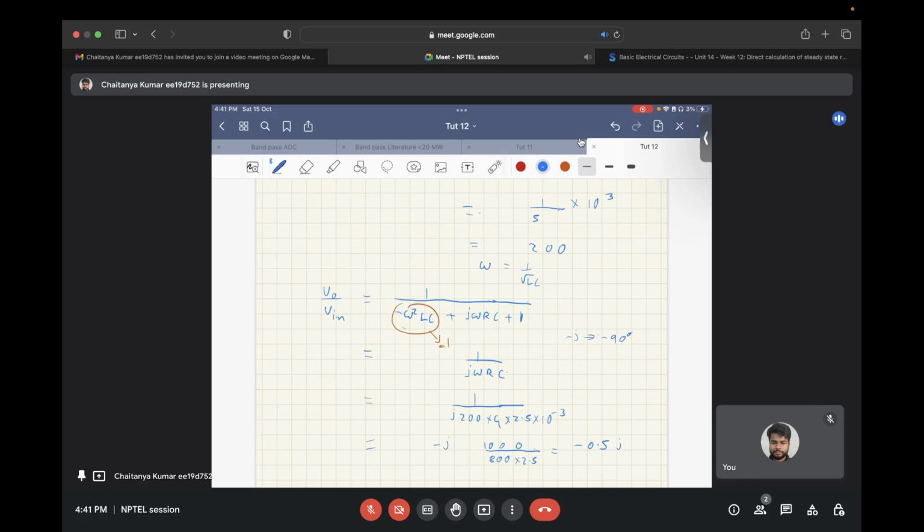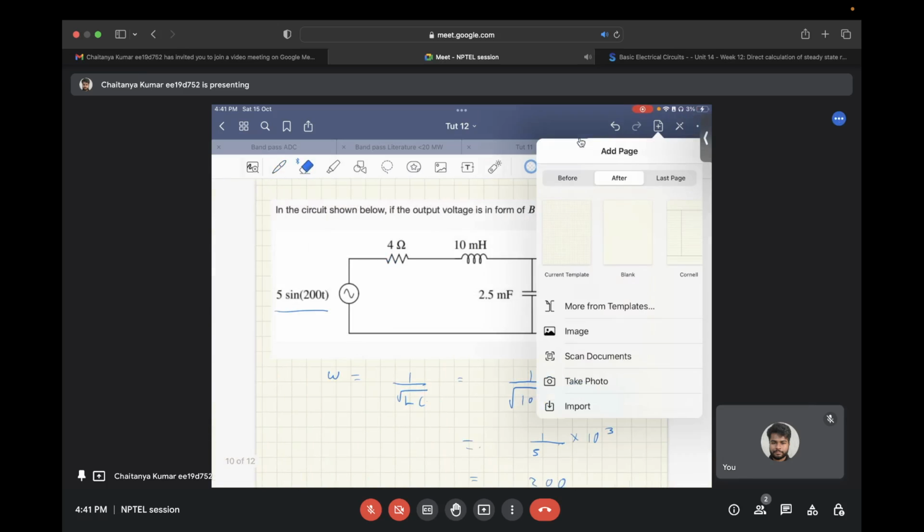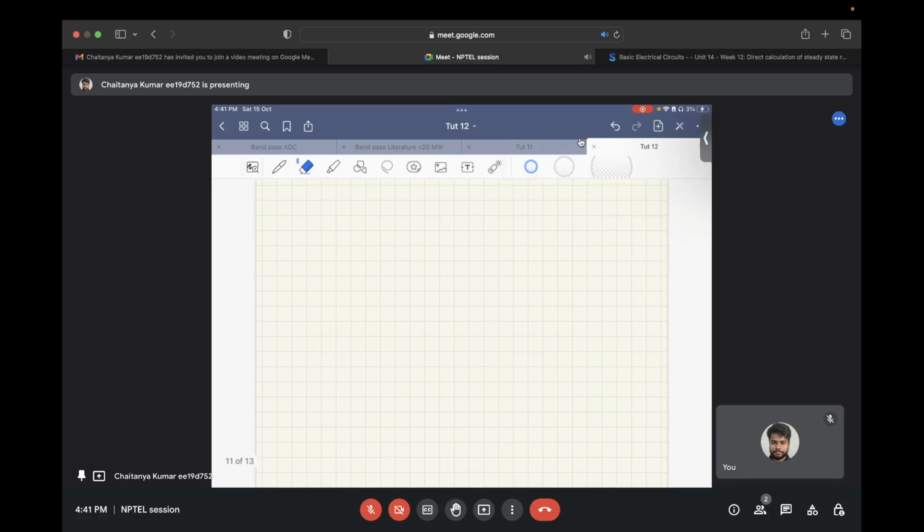So what you have finally is 5 into 0.5 sine 200. So this is the value of output, 5 into 0.5, 0.5 due to the magnitude response, sine 200t minus 90 degrees. So this is 2.5 sine 200t minus 90.